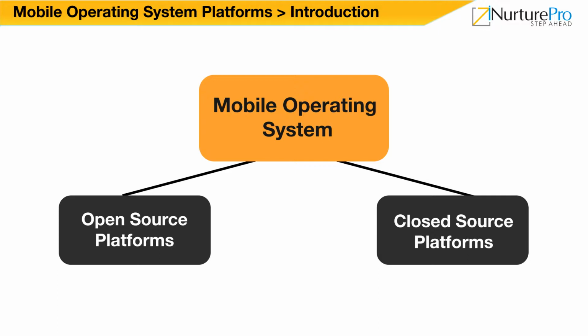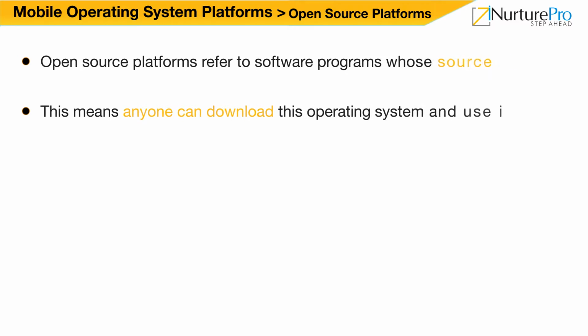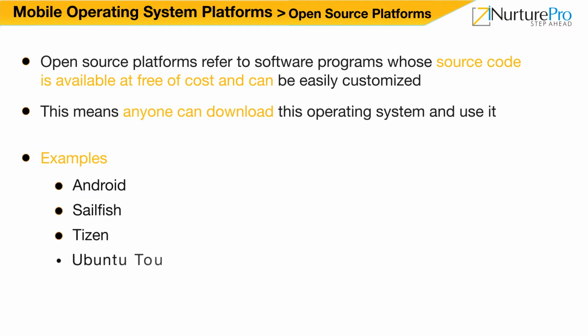Let's begin with open source platforms. So, what are open source platforms? As the name suggests, the term open source refers to something people can modify and share because its design is publicly accessible. Therefore, open source software can be defined as software with source code that anyone can inspect, modify and enhance. Android, Sailfish, Tizen, Ubuntu Touch, Firefox are some examples of open source mobile OS.